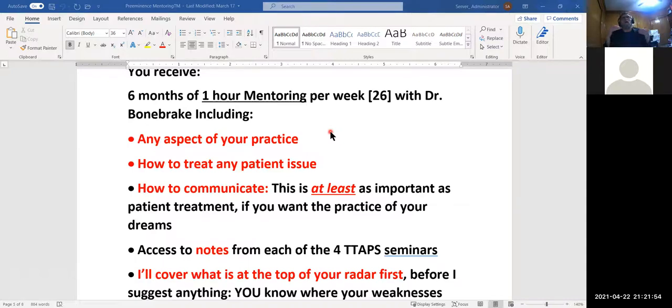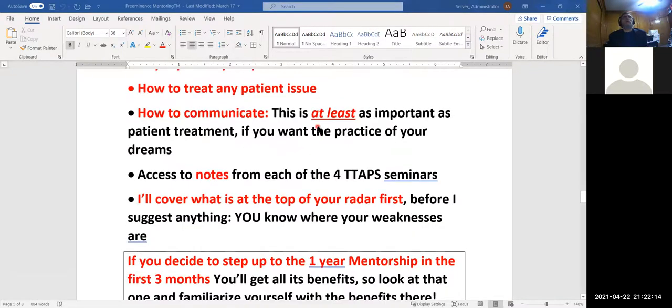I emphasize always do a before and after on each patient, each visit, so that they know that the improvement they got is what you just did. We teach you how to communicate very quickly with that patient in a way that steps up referrals without ever asking for them, okay? And you'll be just astounded at how quick and easy it is. How to communicate is at least as important as patient treatment if you want the practice of your dream.